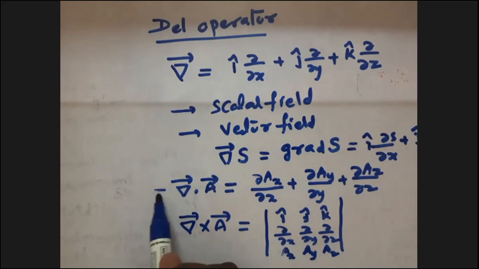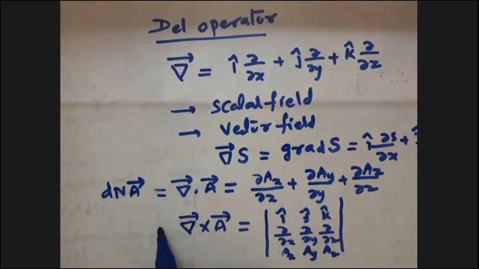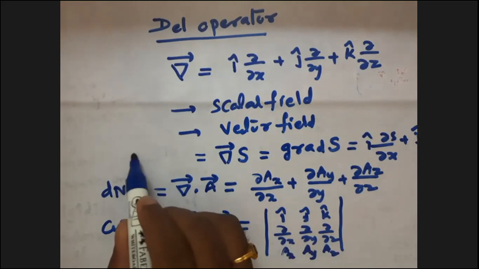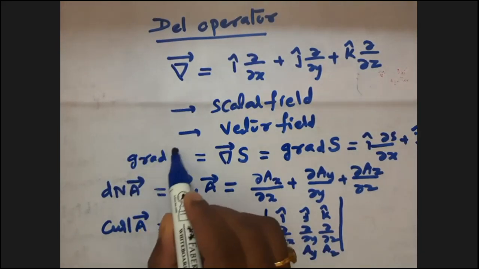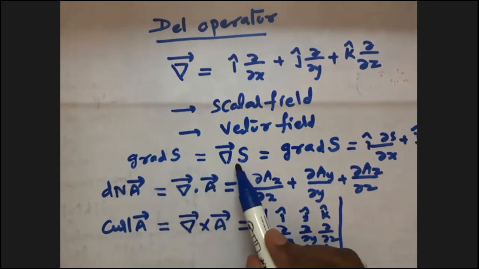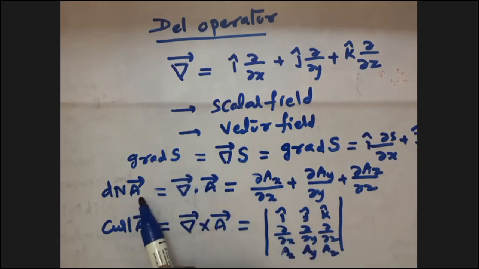So del bar dot a bar is called what? This is called divergence of a bar. Del bar cross a bar is called curl of a bar. Del bar S is called gradient of S, grad of S. Here S is the scalar field. The grad of S is a vector. The gradient of scalar field represents a vector. Divergence of the vector field is always a scalar, because here we are doing the dot product. The curl of vector field, del bar cross a bar, the cross product of any two vectors is a vector.